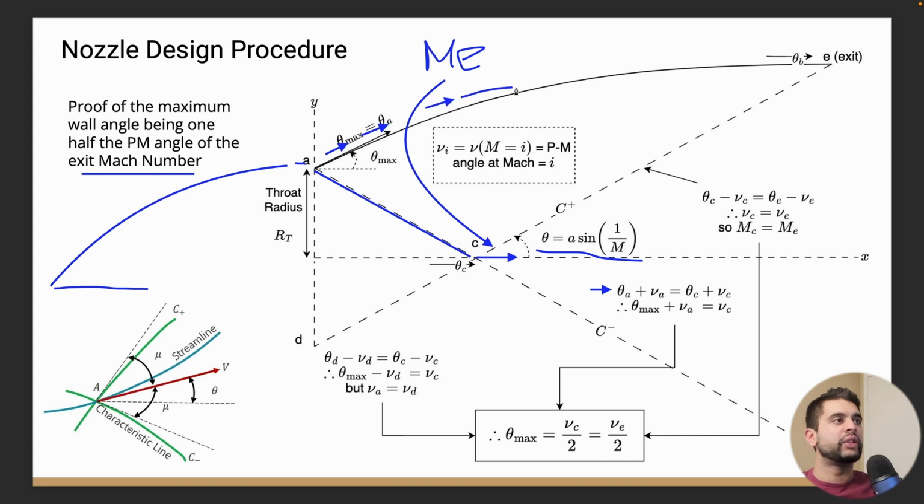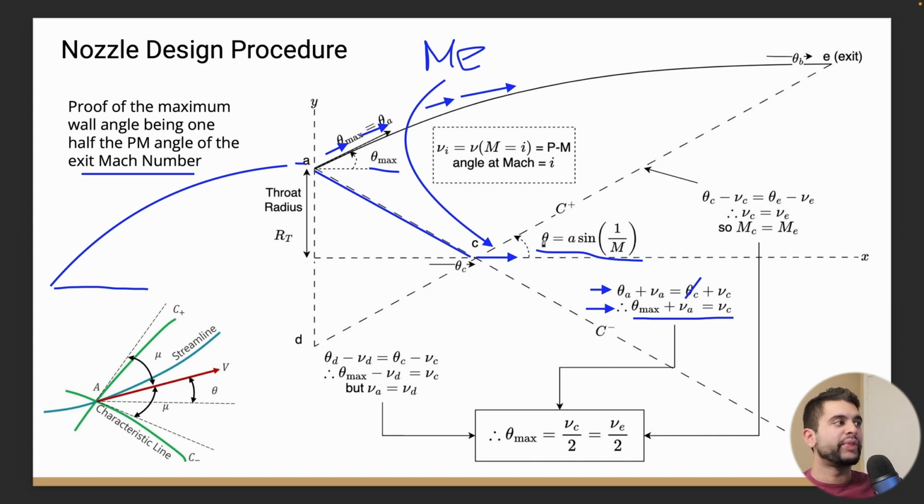So if I draw arrows, it'll make more sense to you. And nu A, we don't know that, but I'll show you the trick here. So we can get this expression here. Theta A is theta max because the flow is moving at the wall angle. It's moving tangent to the wall essentially, right? And the wall starts off at theta max. So the flow is moving this way, which is theta max. So yeah, we have this expression here.